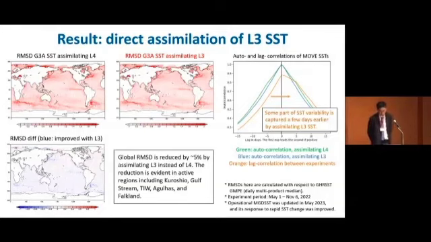Also shown is lag correlation between SSTs that are analyzed. The orange line shows lag correlation between experiments. You can see the orange line is shifted toward the right, which means some part of SST variability is captured a few days earlier by assimilating level 3 SST. So this is as expected.